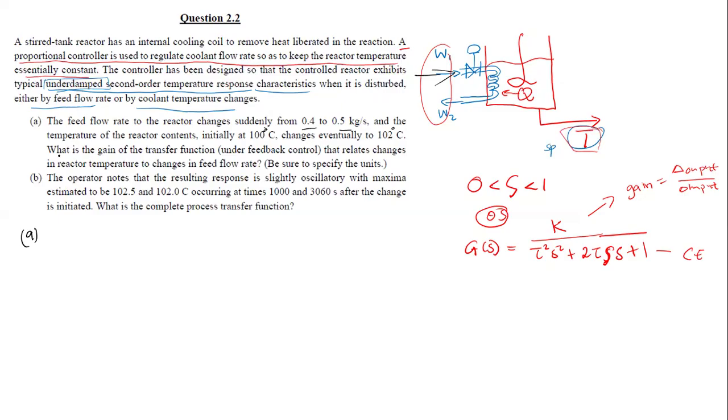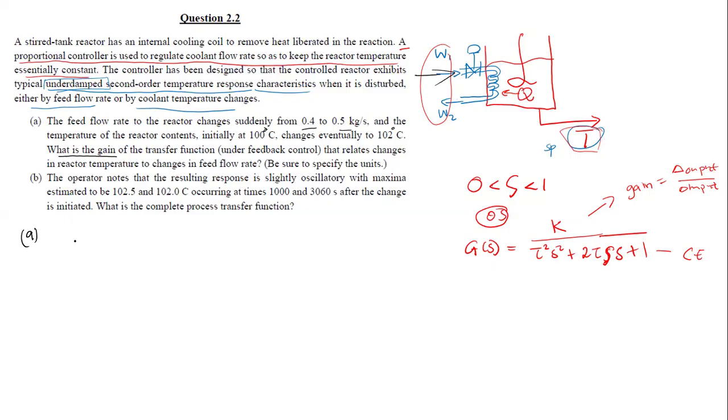Now the question is, what is the gain of the transfer function for the feedback control that relates these changes? Like I said, here we have a transfer function, and this is the gain of the transfer function. And how to calculate the gain: change in output over change in the input. So to calculate our gain without using this big giant equation, because we don't have the time constant, we just don't have these variables.